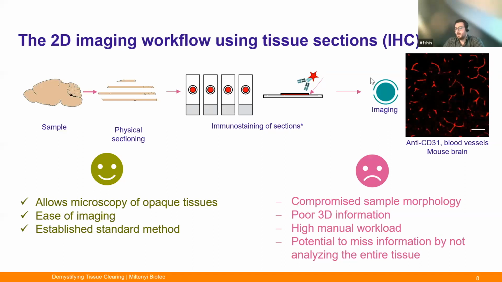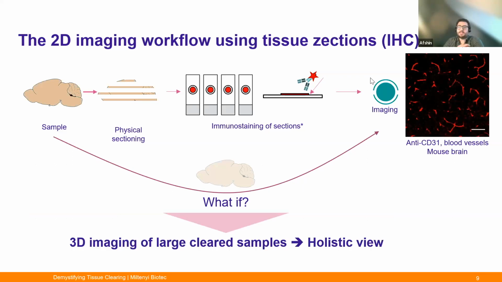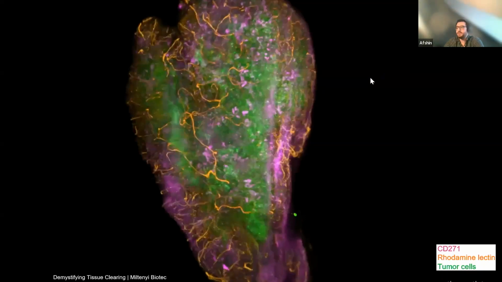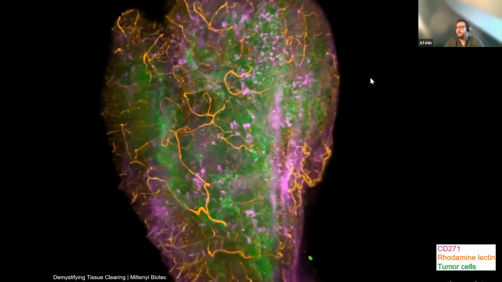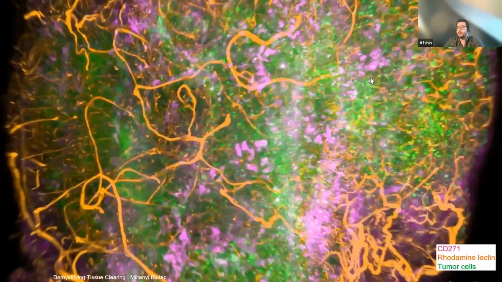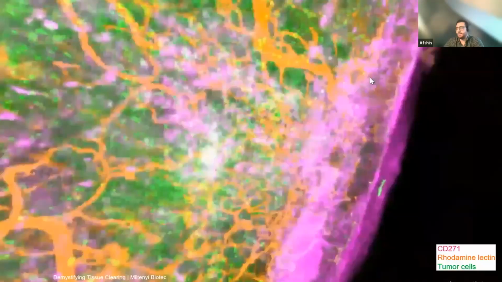So then what if we do the 3D imaging of the large sample, doing it in one go to have a holistic view? This is what I mean. This is actually the human pancreatic carcinoma. This is just one example of what we mean by 3D imaging of the whole tissue, and I will show many more examples, of course. In green, you see the tumor cells and infiltration of the CAR T cells in magenta.